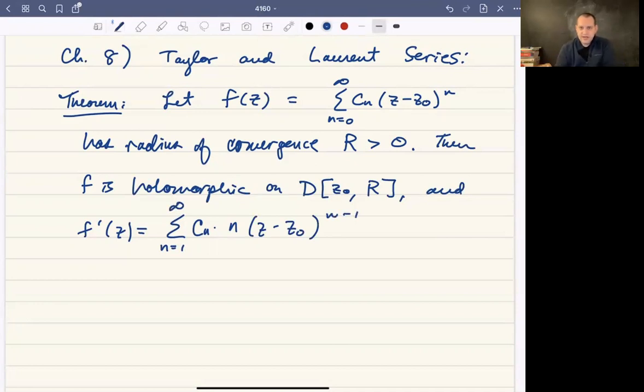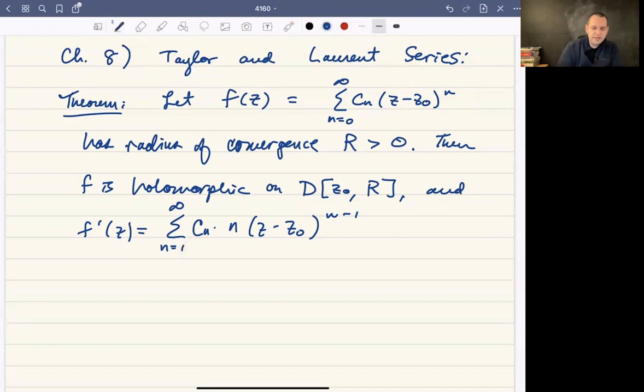So we're differentiating z minus z naught to the n just as a polynomial. So the exponent comes down, subtract 1 from the exponent. And then we lose the first term because it was constant. So that's why the sum starts at 1. Right? There's nothing wrong with starting the sum at 0. It's just that the first term is 0.